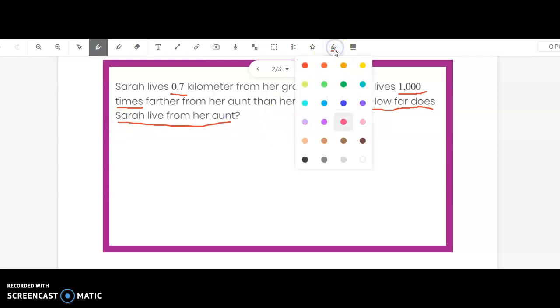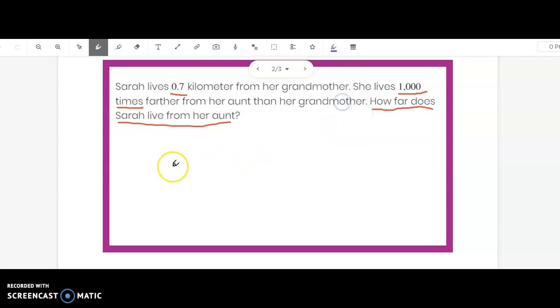So I need to come up with a plan first of all, and then carry on with my plan. So if she's 1,000 times further, I'm going to take the 7/10 of a kilometer that she lives from her grandmother, and I'm going to multiply it times 1,000. Okay? So multiplication was the correct operation in order to solve this problem. If you did not choose multiplication, you're going to have to rework your problem. Now let's carry on with our plan.